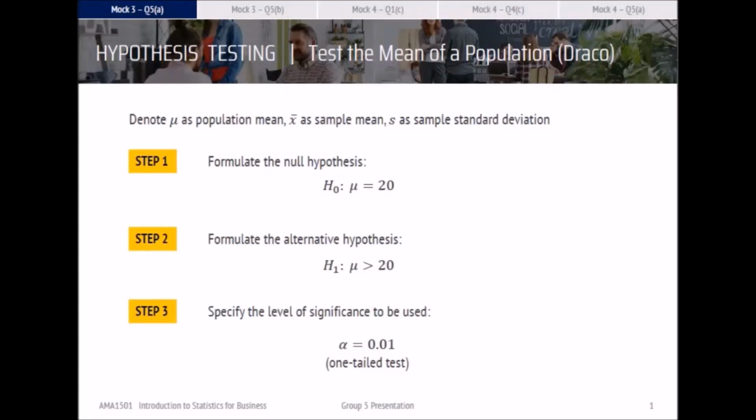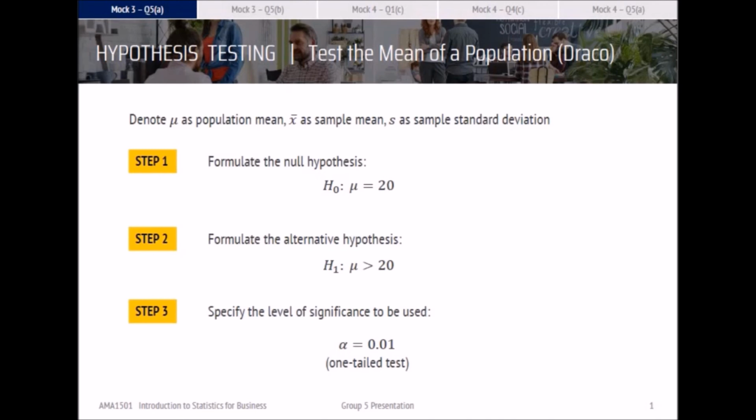In question 5a, the manager claims the average weekly loss of man-hour after implementation is not more than 20. We're going to examine his statement using hypothesis testing. Following the standard procedure, we first formulate the null hypothesis, assume the population mean equal to 20.